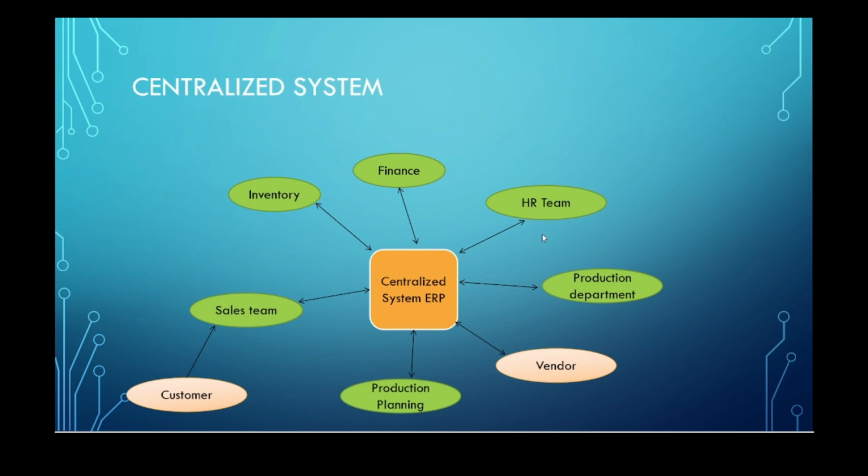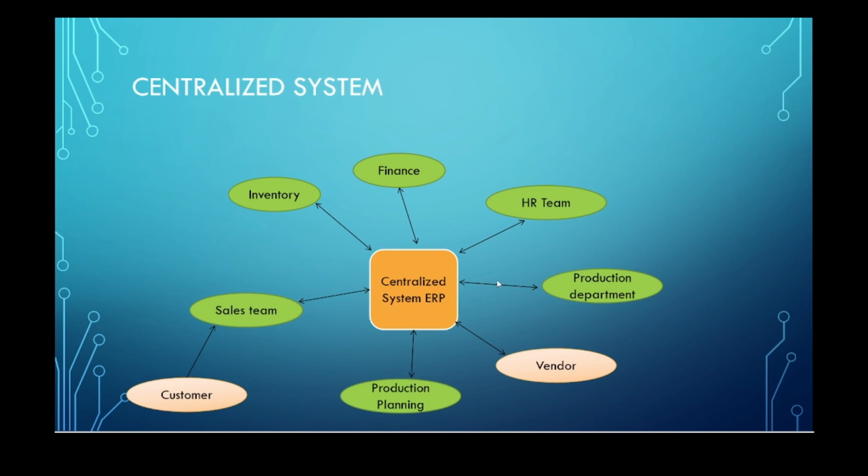The HR team can also get to know how much resources they need, if we need to produce this many products. Based on that, he will start hiring people prior to information from the production team. He can get to know how many people, how many resources we need to recruit. This information he will get from this centralized system.